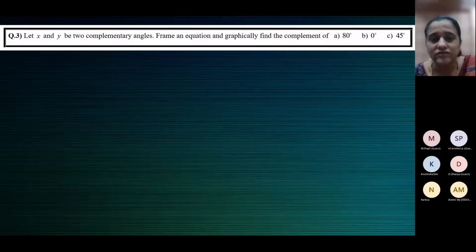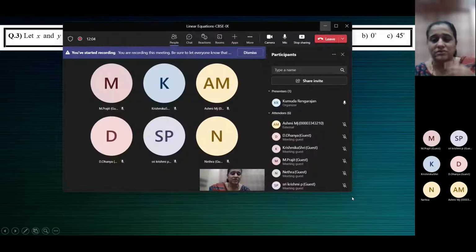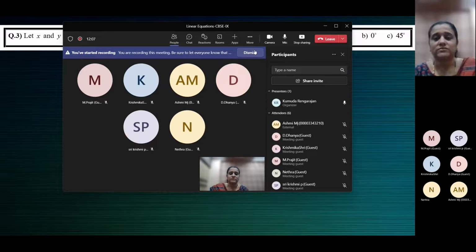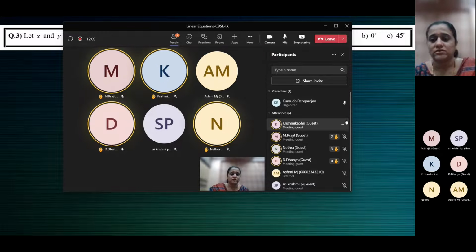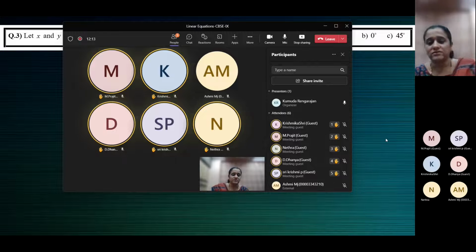Let's discuss the graphs which I had shared with you as homework. How many of you have completed the assignment? Raise your hand. Krishmi, Kashri, Prajit, Netra, Danya, Krishmi. Srijana?